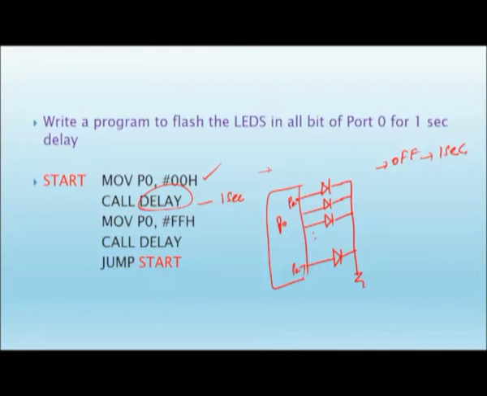Then I am loading the next data, MOV P0, FF. After reading the value FF, all LEDs will glow, so it goes to the on state. How long it stays on depends on this delay. Suppose you give two different delays, then automatically the on time will be longer than the off time. Here I have given the same delay, 1 second, then jump repeat, which represents the same thing. So, automatically the LEDs turning on and off will give a flash.